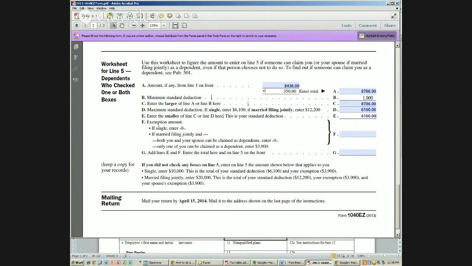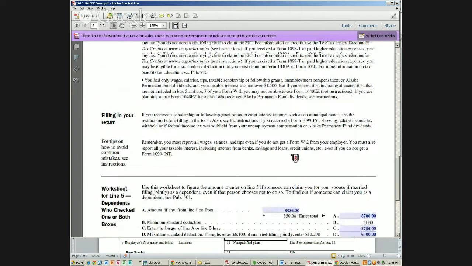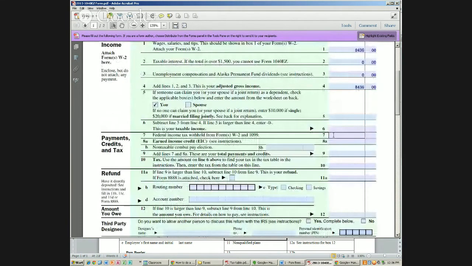Then it says, exemption amount. If you're single, enter 0. Why keep reading? You're single. Goose egg. Here's another tough one, guys. Enter lines E and F together. Oh, add lines E and F together. So 6,100 plus 0 is 6,100. And then it says, enter the total here and on line 5 on the front. So we're going to go back out to line 5. 6,100.